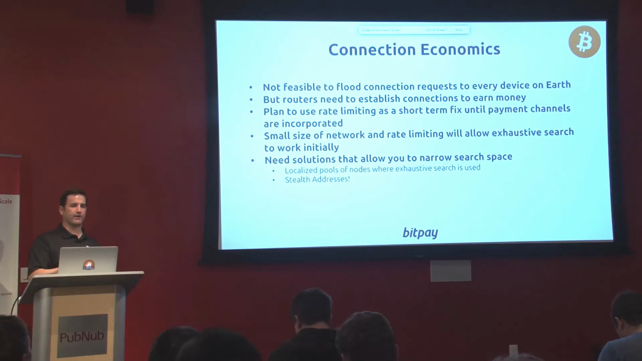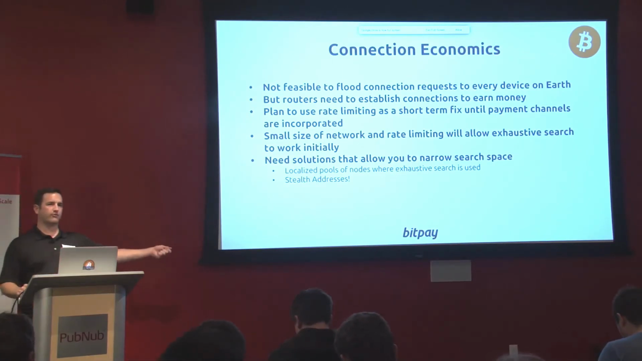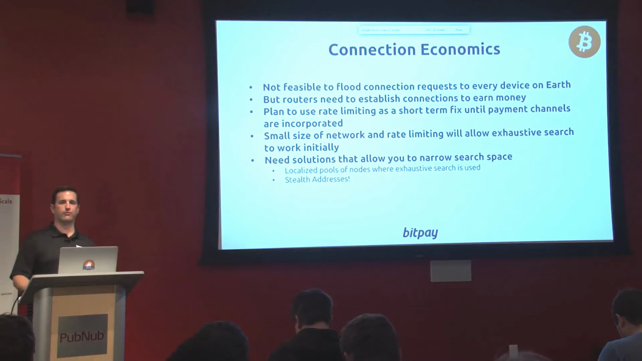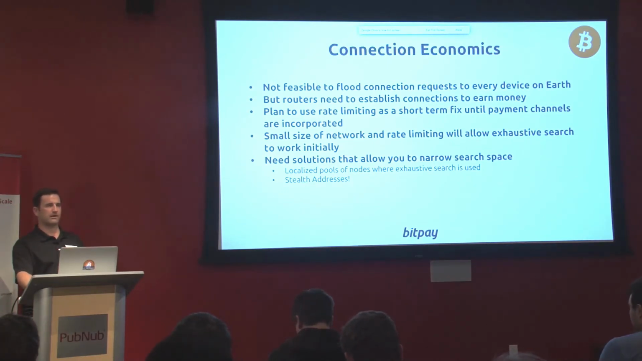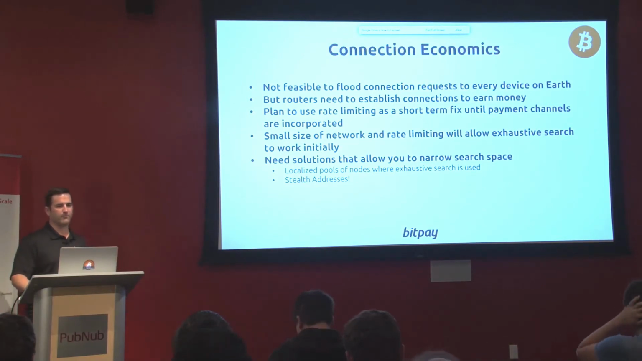All right, so the economics of a connection. A connection is the process of sending out a connection request, finding the target of that connection request, and then actually building a path through the network. It's not feasible to flood connection requests to every single device on Earth. So one of the critical things here is to find ways to narrow the search path, and narrow down where you're looking to find that server.